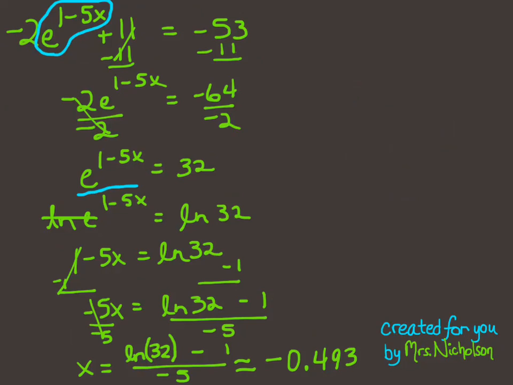At that point, we have the exponential by itself, and we can natural log both sides. Again, we're using the natural log because that's the log whose base is e. From that point, you end up with 1 minus 5x is equal to natural log of 32, and then it's just a matter of getting x by itself, subtracting 1 from both sides, and then dividing by -5.